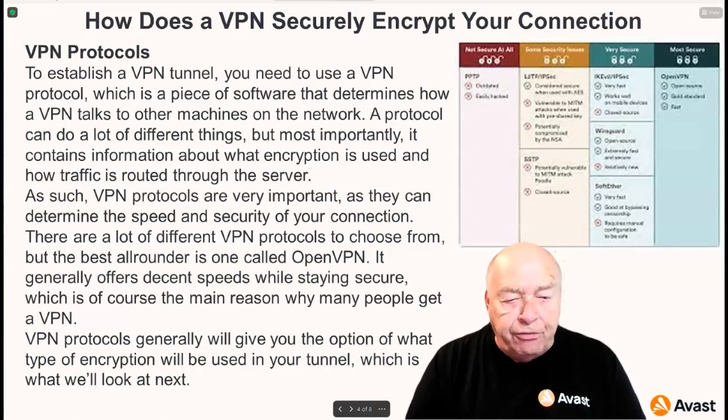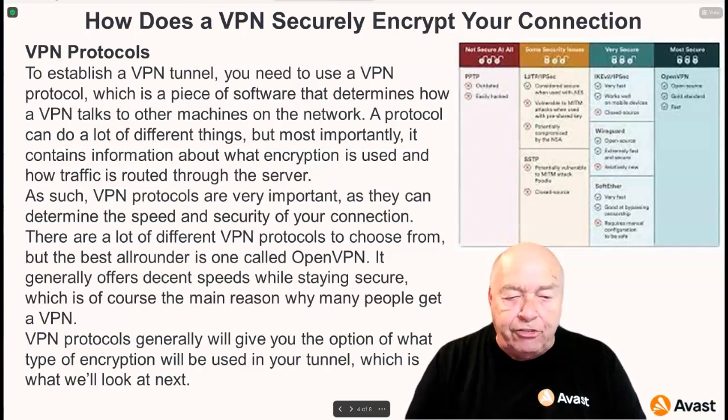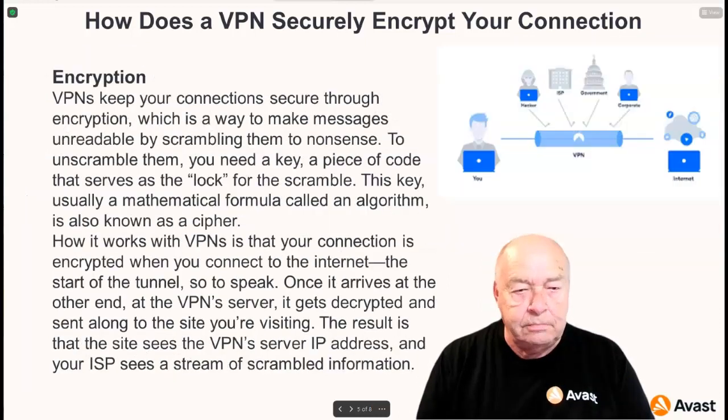There are a lot of different VPN protocols to choose from, but the best all-around one is called OpenVPN. It generally offers decent speeds while staying secure, which is of course the main reason why many people get a VPN. VPN protocols generally will give you the option of what type of encryption will be used in your tunnel, which is what we'll look at next.